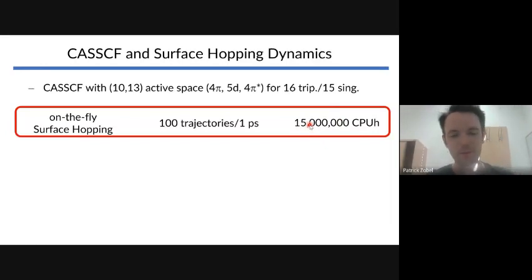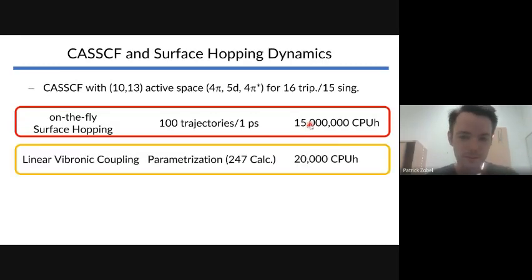And now, if we go back to the idea of using these LVC parameterized potentials, what we can do is parameterize the potentials. Now we have to do something like 250 calculations to parameterize the potentials for all the degrees of freedom. Still, this is kind of a sizable chunk of computing time, but it's only 20,000 core hours, and this is perfectly doable on a modern computer cluster.